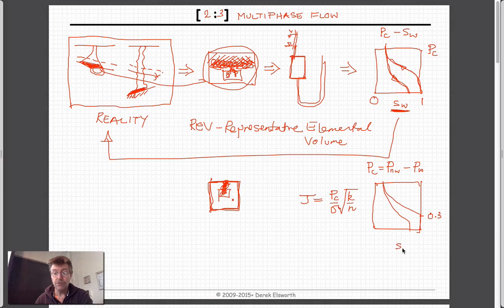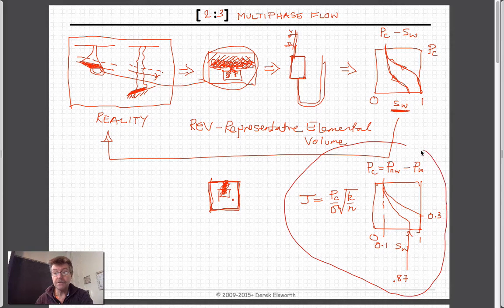This is saturation of water. This is 0. This is 1. Do you remember what this number was, anybody? We talked about it. Yeah, 0.87. I don't remember what this number was, but I would wager it's of the order of 10%. So, an incredibly useful curve to be able to just get a feel for this.